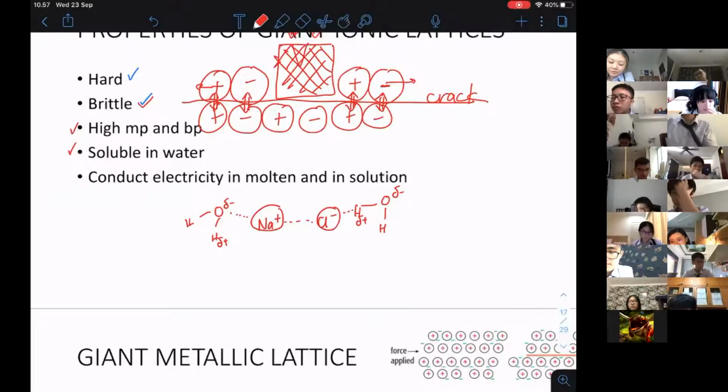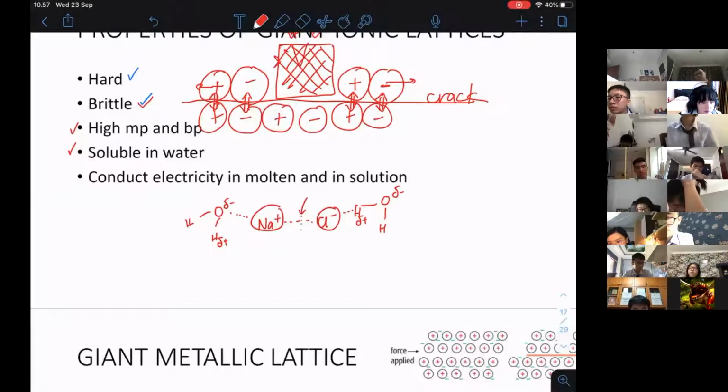These forces of attraction will be quite strong, and they can actually overcome these electrostatic forces of attraction. Then those forces will be broken, so you will have Na plus and Cl minus as free moving ions.